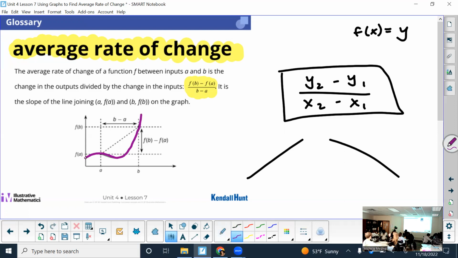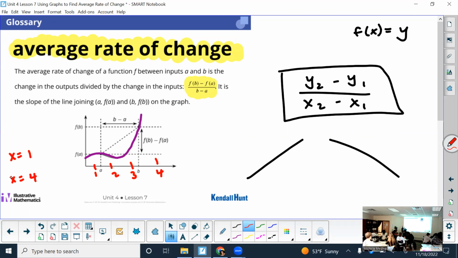The only difference is now in the problem, you need to look for what two inputs it's asking for. So like in this problem, I have no clue what this would be of, but maybe, because this is 1, 2, 3, 4, it might want the average rate of change between x equals 1 and x equals 4. Or it might want it from x equals 1 and x equals 2. It just depends on what the problem is.